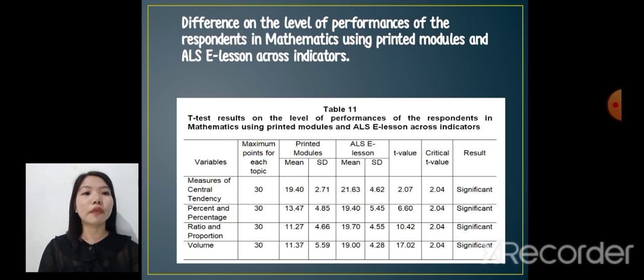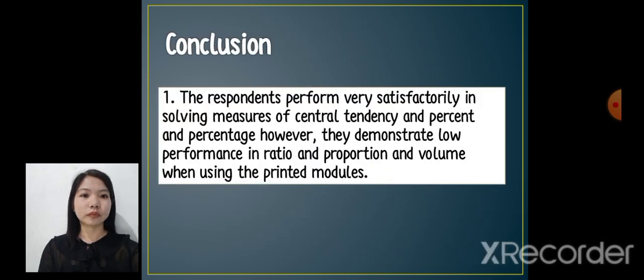Difference in the level of performance of the respondents in mathematics using printed modules and ALS E-Lesson across indicators. Table 11 shows that the t-values of 2.07, 6.60, 10.42, and 17.02 are greater than the critical t-value of 2.04, therefore the null hypothesis is rejected.